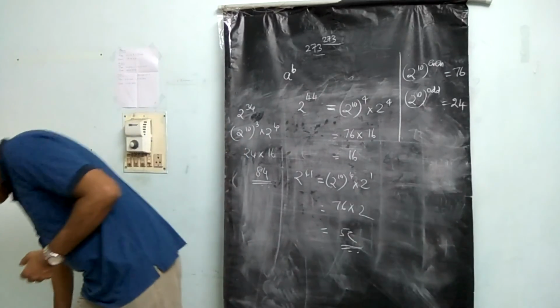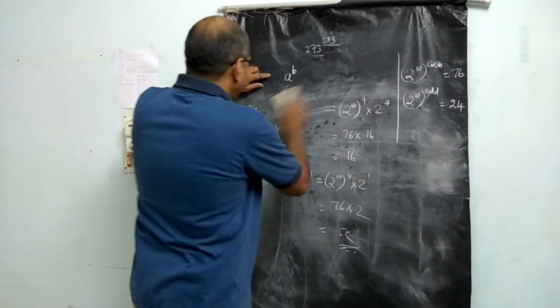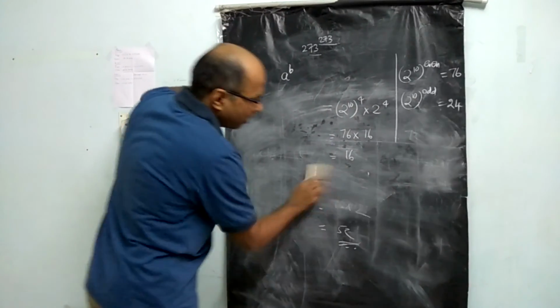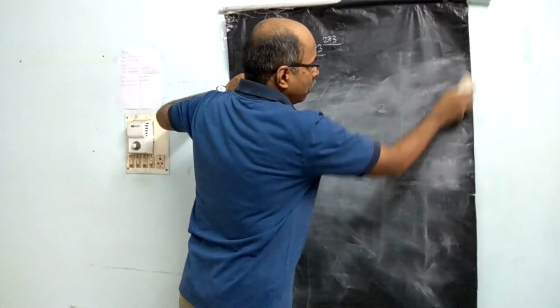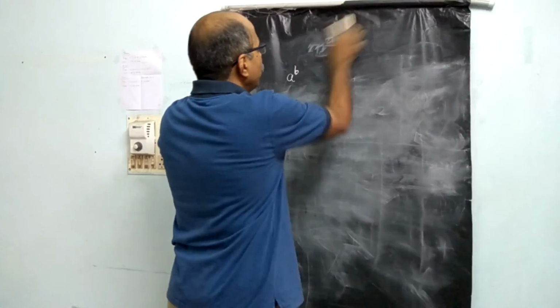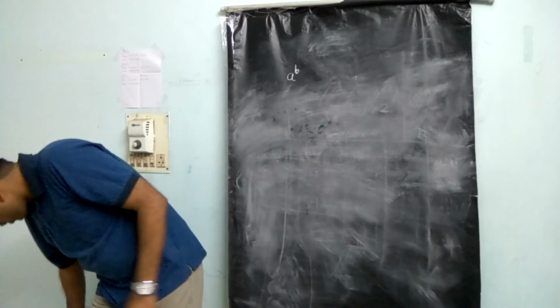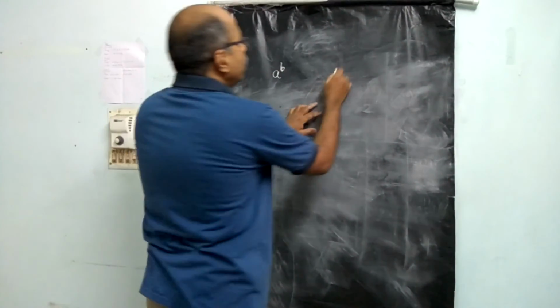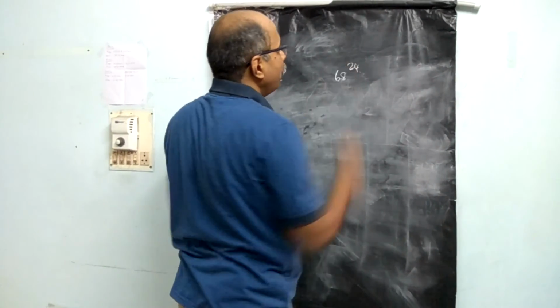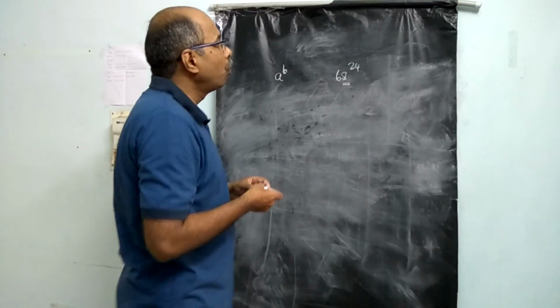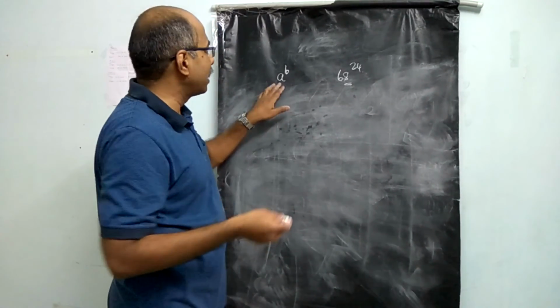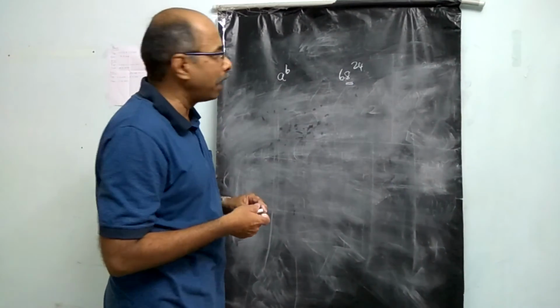We can find the last 2 digits of a number in the format a power b. So let us take the case of 68 power 24. Since this number is one among 2, 4, 6 and 8, whenever a ends with 2, 4, 6, 8, this logic can be applied.